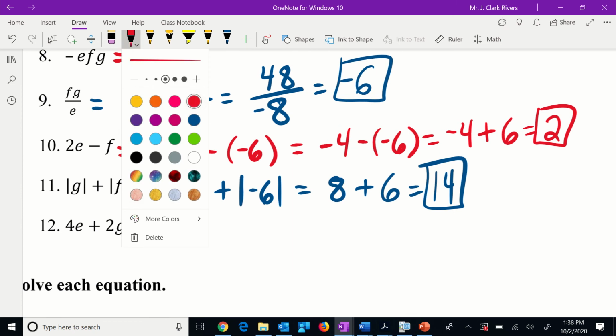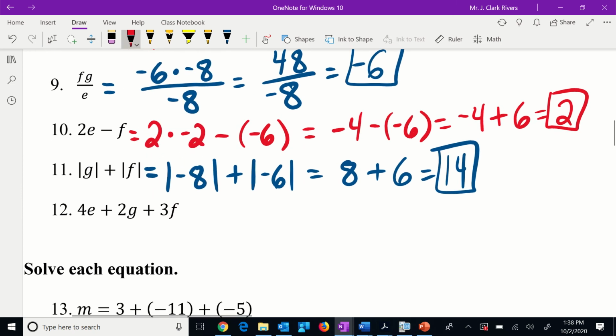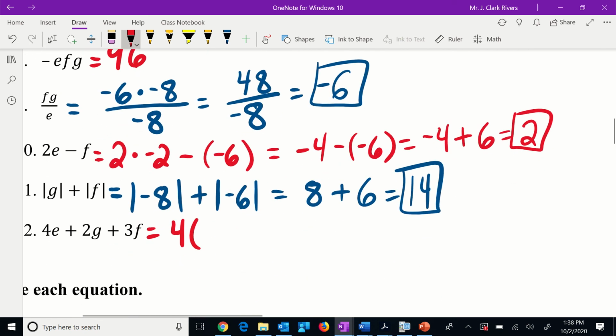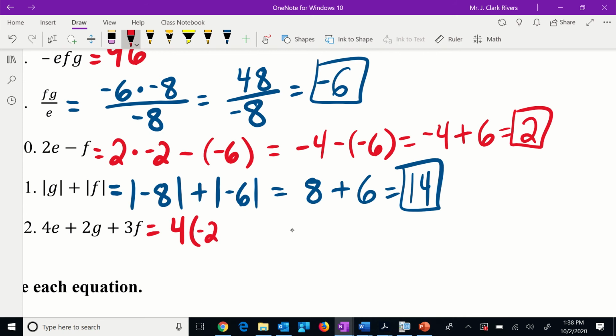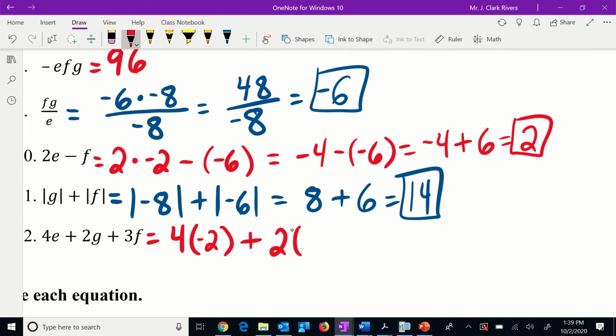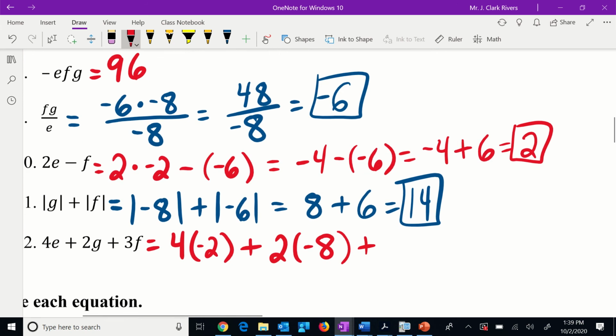We got a lot going on in this one. I might have to clear some space. We'll see. 4 times e. That's going to be 4 times, what is e? E is negative 2. Plus 2 multiplied by g. What is g? Negative 8. Plus 3 times f. 3 multiplied by negative 6.